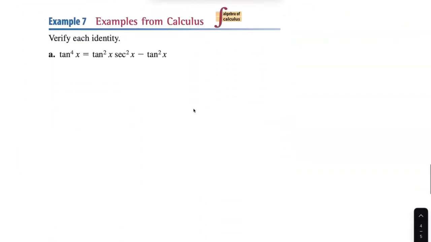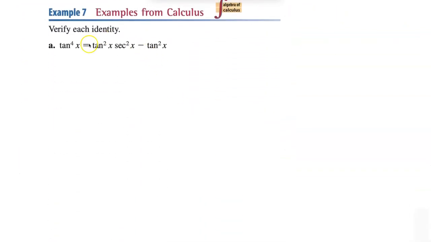Okay, last one. Verify this identity. So I have tan to the fourth here, and then all this. Probably not going to work on this side. I'm going to work on this side. So first thing I notice, there's a tan on both sides. So let's factor it out. So tan squared x, and I'm left with secant squared x minus 1.